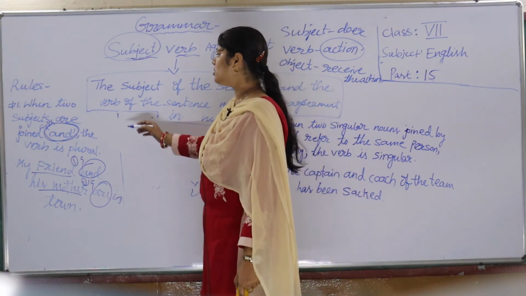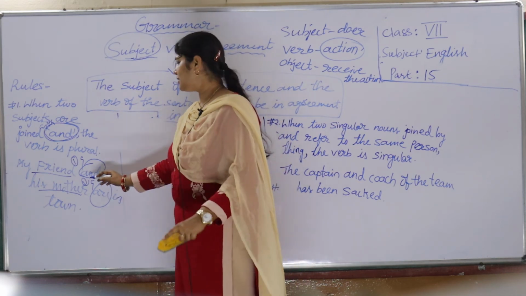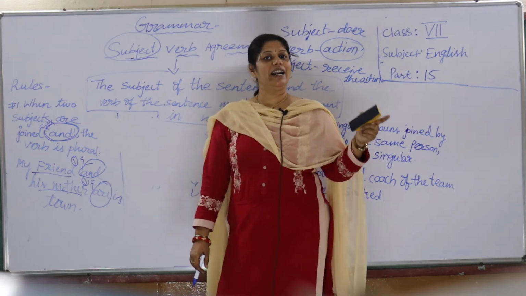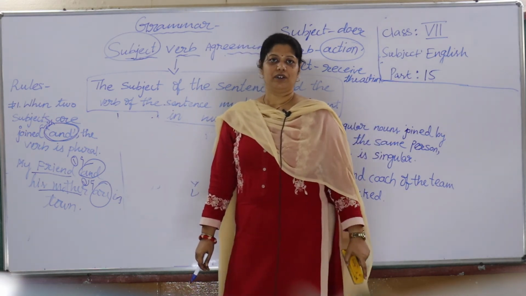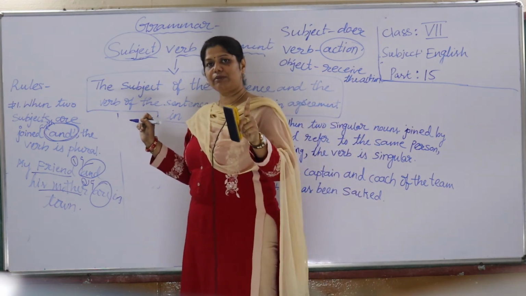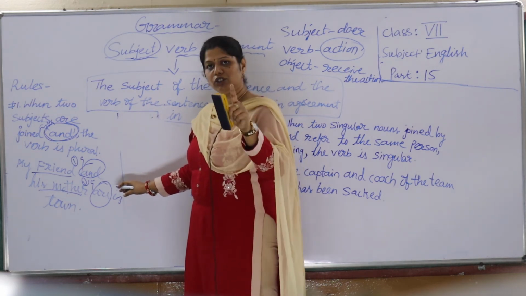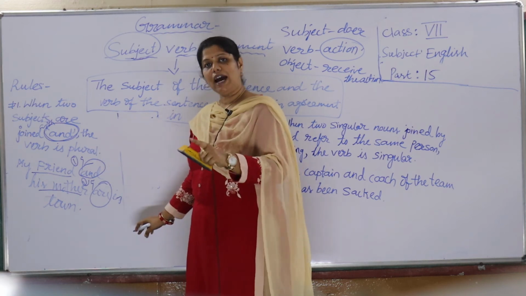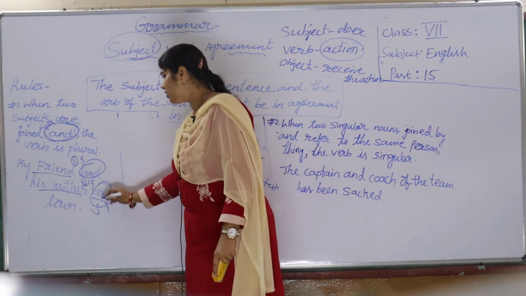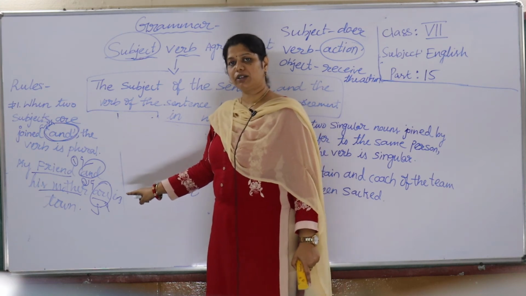So here, when two subjects are joined with and, the verb remains plural. For example, my friend and his mother. For example, Sita and Geeta are good friends. Here Sita is one subject and Geeta is another subject. We are joining them with and, so are becomes the verb here. So the verb is plural. Understand, when two subjects are joined with and, the subject becomes plural.